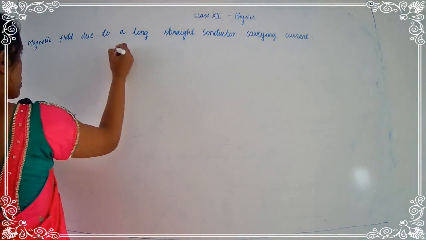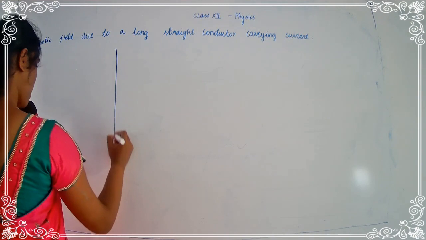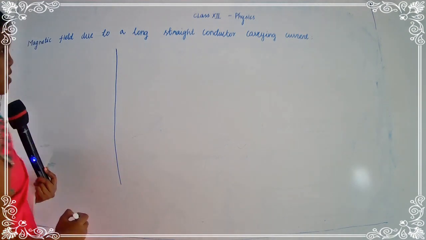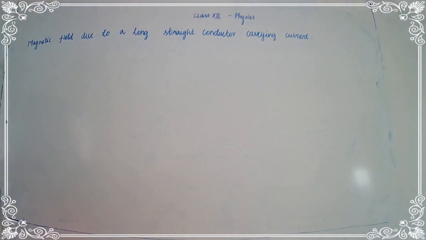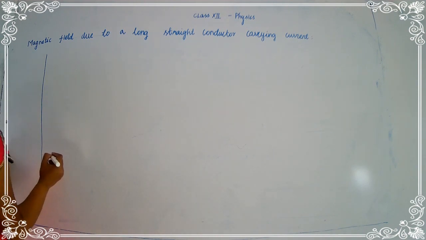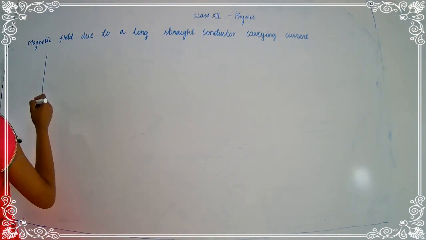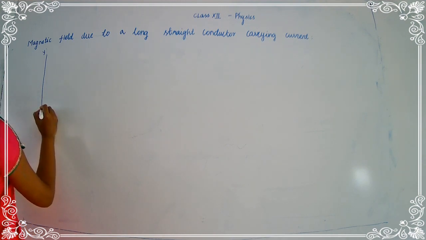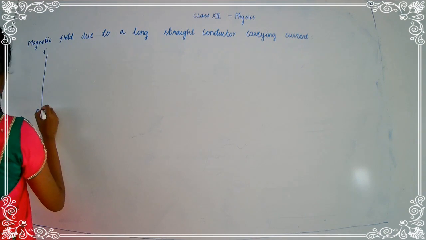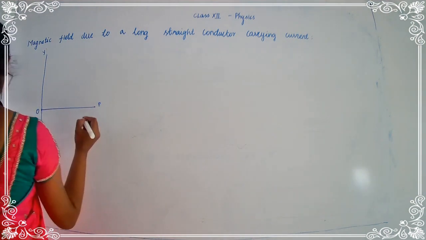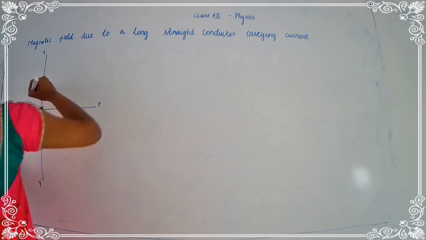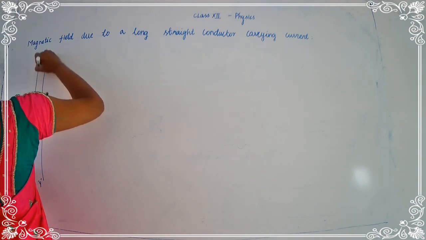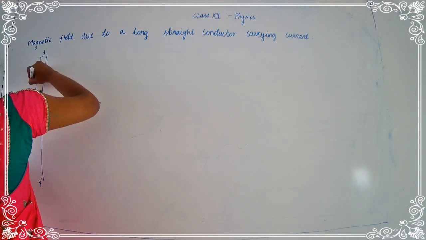This is a long straight conductor. I am drawing here. Long straight conductor. This is Y, and this point is Y dash. This midpoint is O, and this is at a distance, point P. At a distance point P, and this is L.